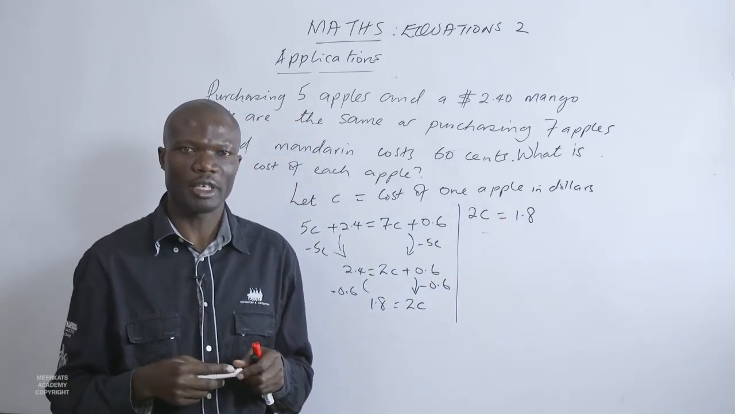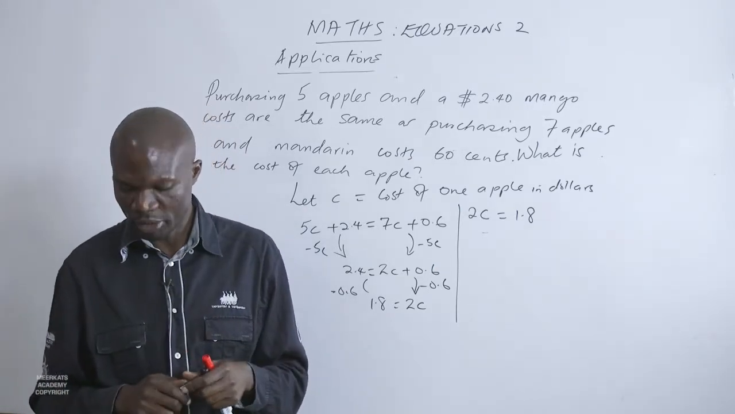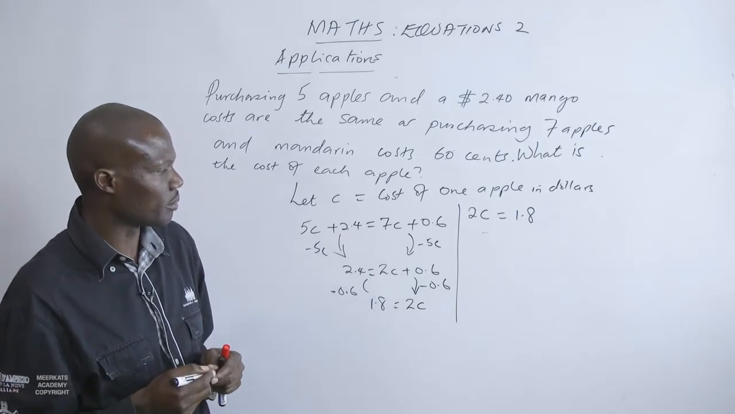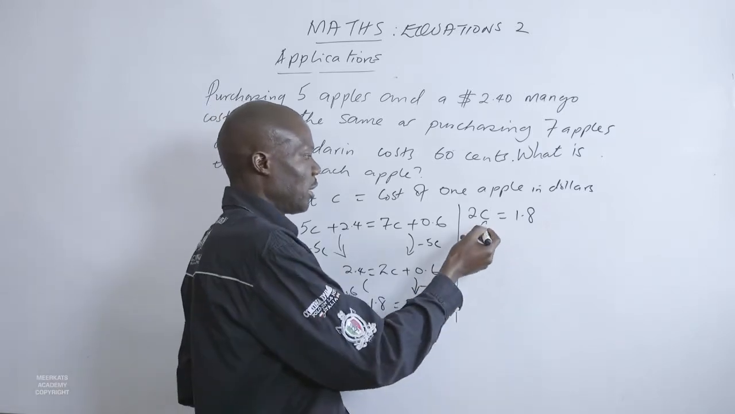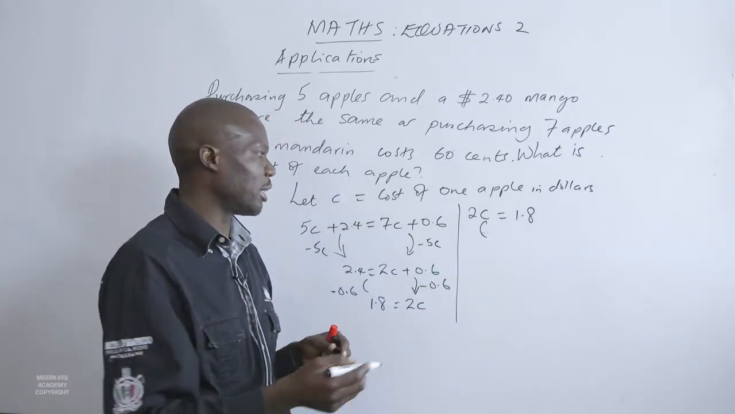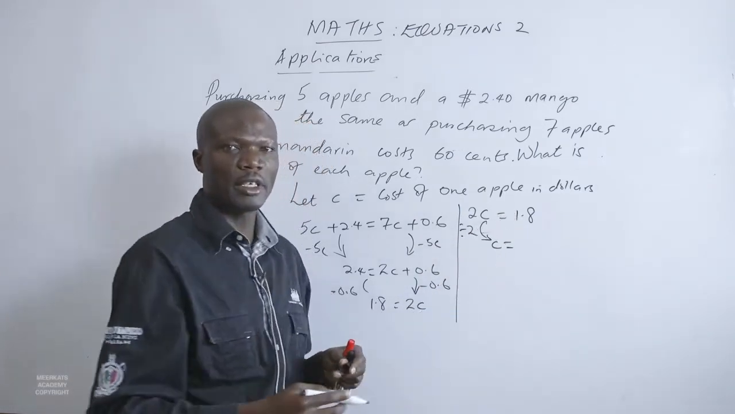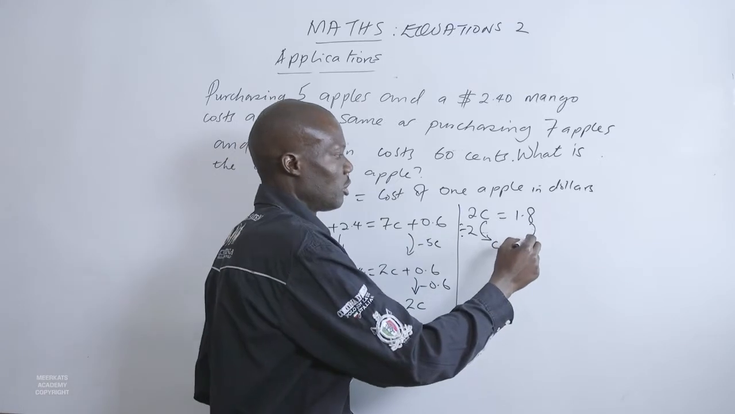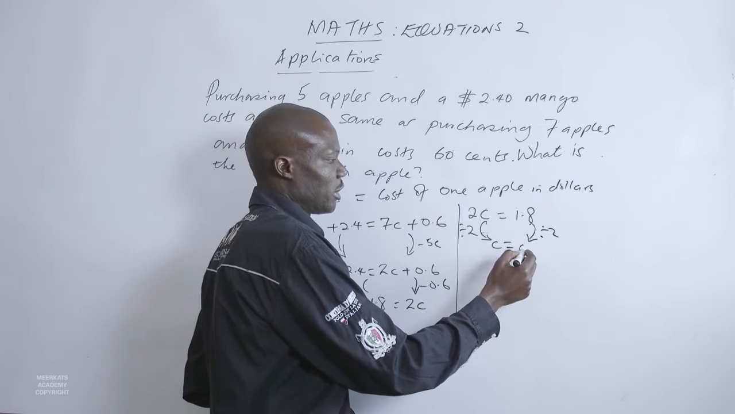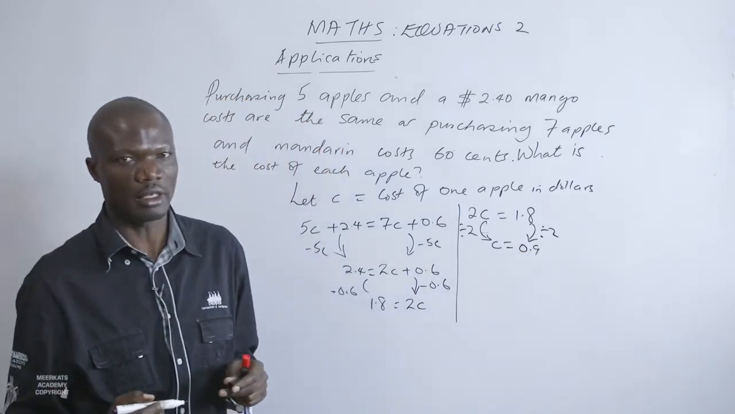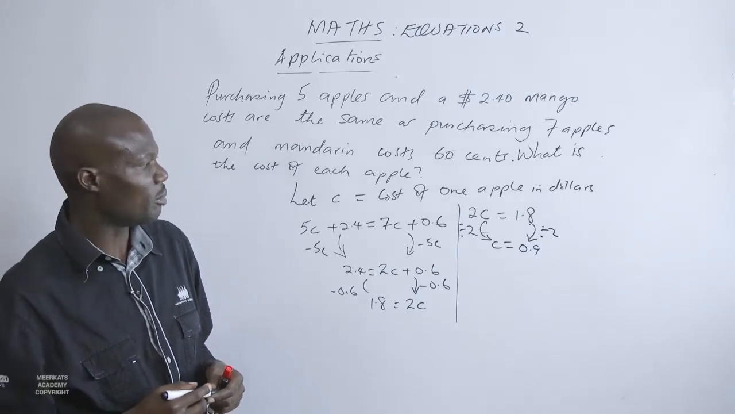I've swapped the left-hand side and the right-hand side, so I have 2c is equal to 1.8. The next thing is to solve for c, so we shall divide the left-hand side by 2 to get c, and the right-hand side we divide by 2. When you divide, 18 divided by 2 gives us 9. So you find that c is equal to 0.9.